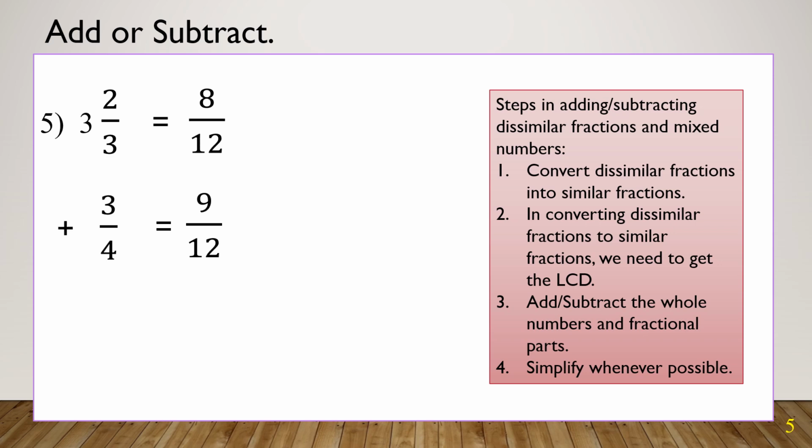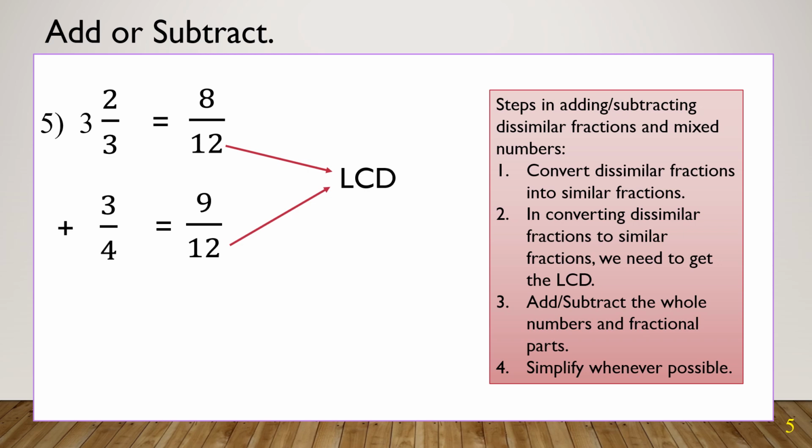So, after finding the LCD, divide po natin yung 12 by 3. So, 12 divided by 3 is equal to 4 times 2. So, 4 times 2 is equal to 8. So, kaya nagkaroon tayo ng 8 over 12. Then, 12 divided by 4 is equal to 3 times numerator na 3. Ang sagot po ay 9. Kaya meron po tayo ditong 9 over 12.